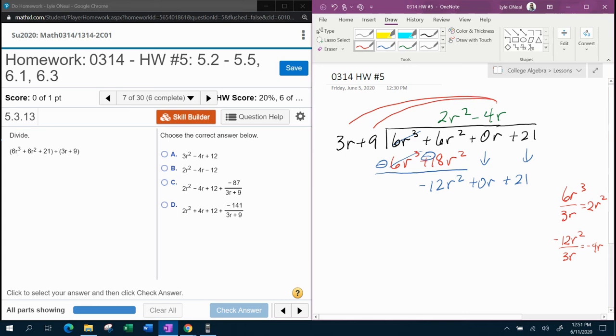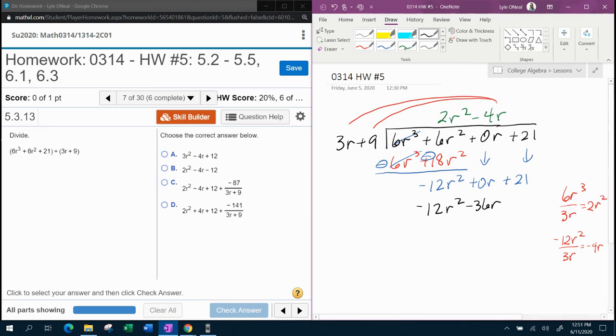Negative 4r times a positive 3r, that's going to be negative 12r squared. Negative 4r times 9. 4 times 9 is 36r. And now I'm hoping that you see why I have to have this placeholder. If I didn't have the 0r placeholder, the negative 36r would line up with the 21, and those are not like terms. So that's why I need this placeholder.